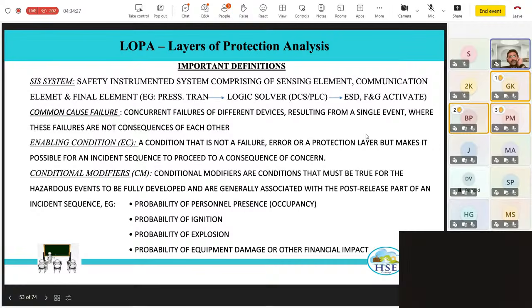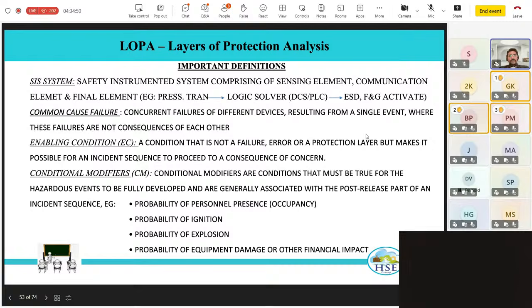Okay, so next is enabling condition. Again, this is a condition that is not a failure, an error, or a protection layer, but it makes it possible for an incident sequence to proceed to a consequence of concern. This may not be an essential event, but it is an enabling event, meaning an event due to which there could be a consequence. That is what we call an enabling event or enabling condition.